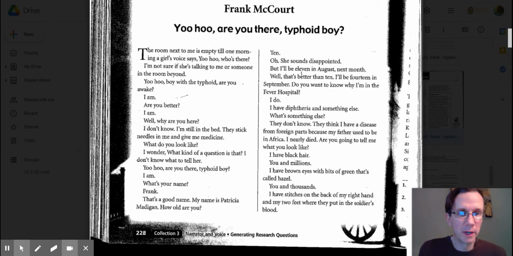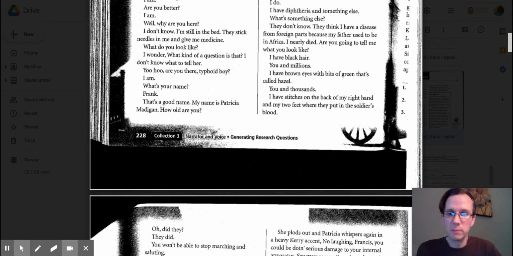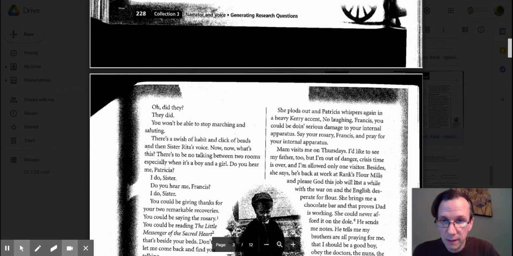"Oh," she sounds disappointed. But I'll be 11 in August next month. "Well, that's better than 10. I'll be 14 in September. Do you want to know why I'm in the fever hospital?" I do. "I have diphtheria and something else." What's something else? "They don't know. I think I have a disease from foreign parts because my father used to be in Africa. I nearly died. Are you going to tell me what you look like?" I have black hair. "You and millions." I have brown eyes with bits of green. "That's called hazel. You and thousands." I have stitches on the back of my right hand and my 2 feet where they put in the soldier's blood. "Oh, did they?" They did. "You won't be able to stop marching and saluting."